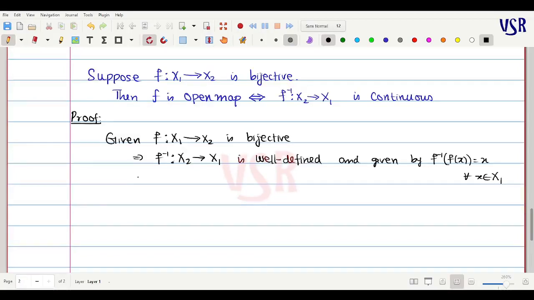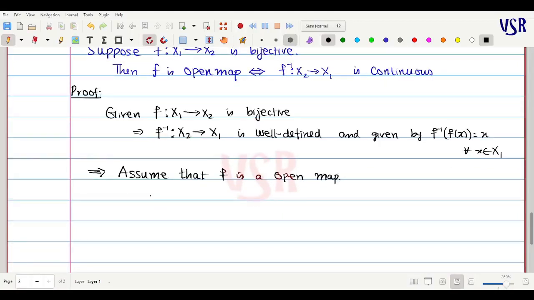Okay, fine. Now let me assume something, so assume that f is open. F is an open map. Now what should I prove? F inverse is continuous. To prove: f inverse, this is a function from X2 to X1, is continuous.